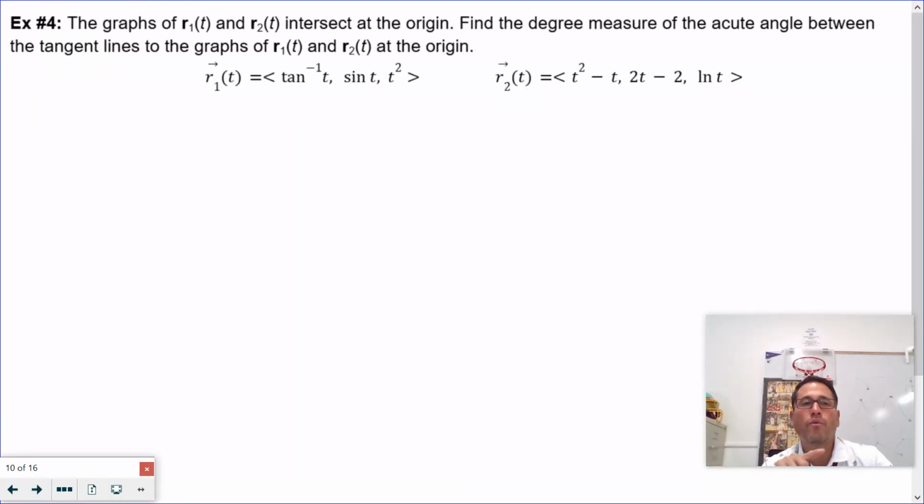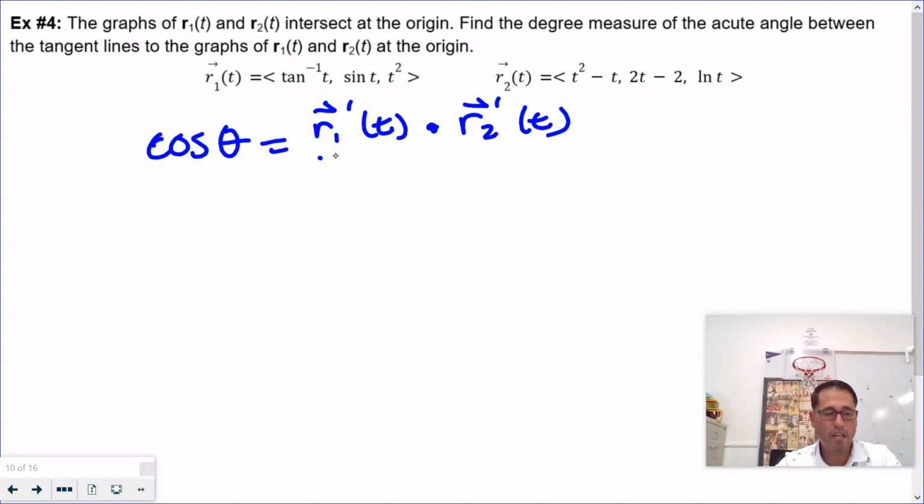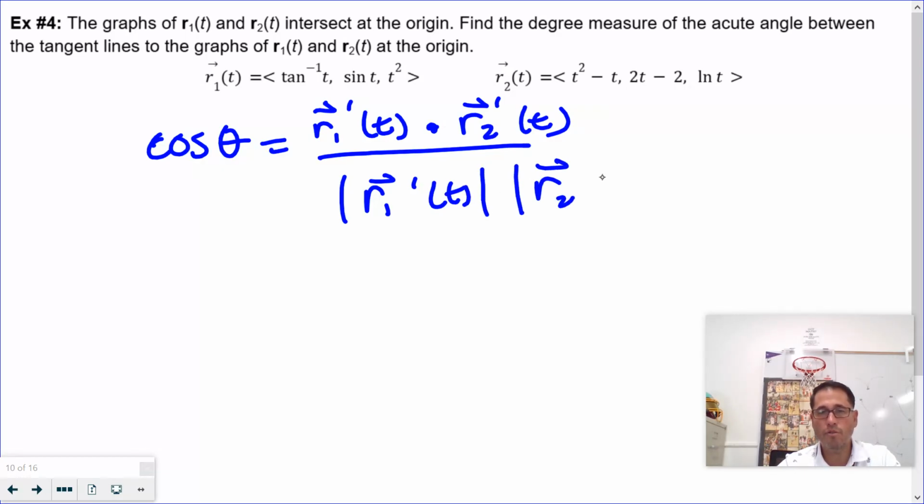I'm giving you 2 vectors, R1 and R2, and we want to find the acute angle between those. When you think of finding the angle between those, you should immediately think of our formula from earlier in chapter 12: cosine of theta is equal to R1 prime of t dot R2 prime of t, all over the magnitude of R1 prime of t times the magnitude of R2 prime of t.